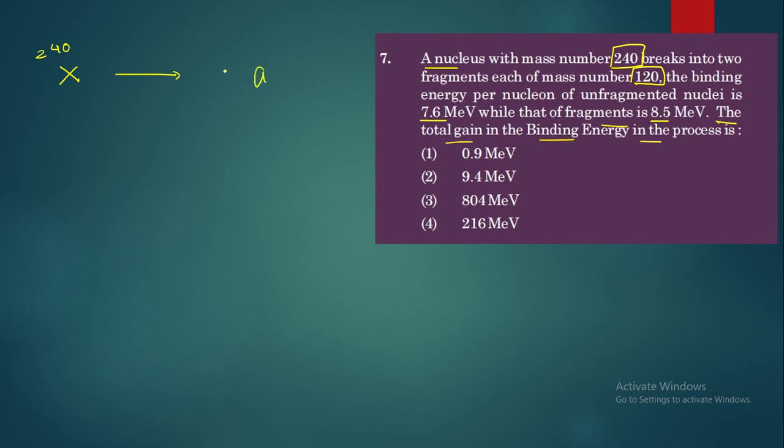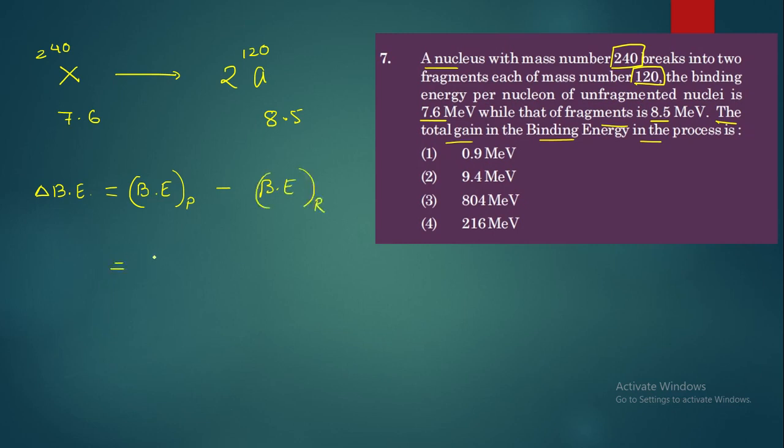So it breaks into two fragments whose mass number is 120. Now according to the question, for the reactant, the unfragmented part, binding energy per unit nucleon is 7.6, and that of the fragmented part, or the daughter nuclei, is 8.5. So let's calculate the gain in the binding energy, which is equal to the total binding energy of the product minus the total binding energy of the reactant.